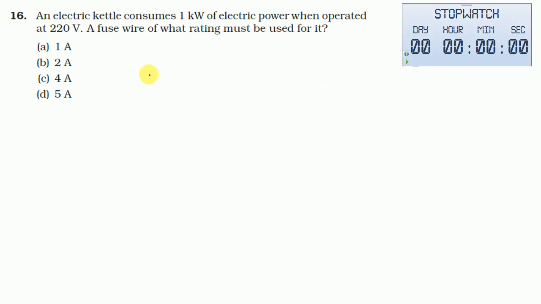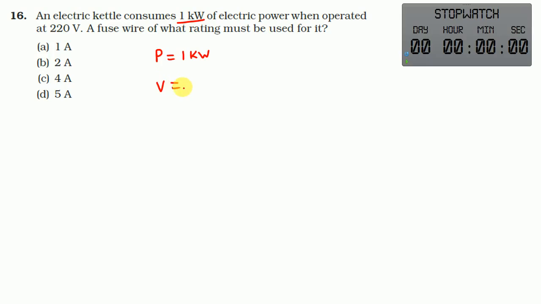So what it is saying, an electric kettle is there. The power that we have is 1 kilowatt. We know the use of a fuse: we use it so that only a limited amount of current flows through it, so that it should not burn when some extra current is flowing through the circuit. So that's what is used as a safety measure for our appliances.